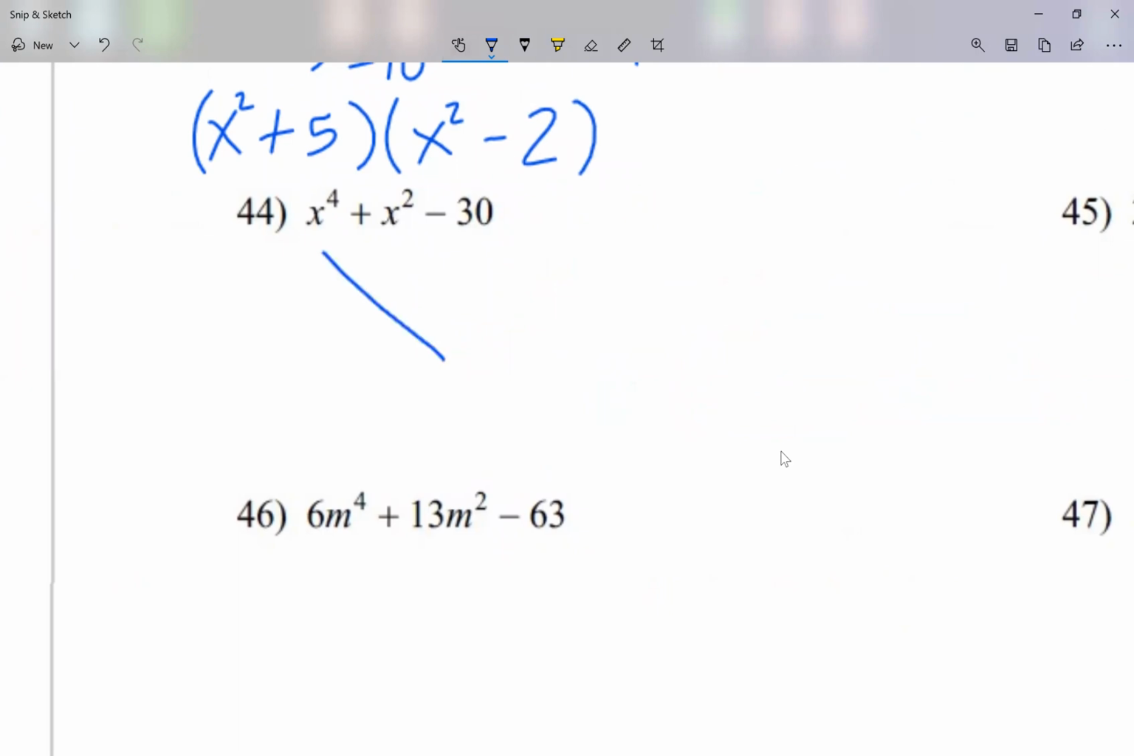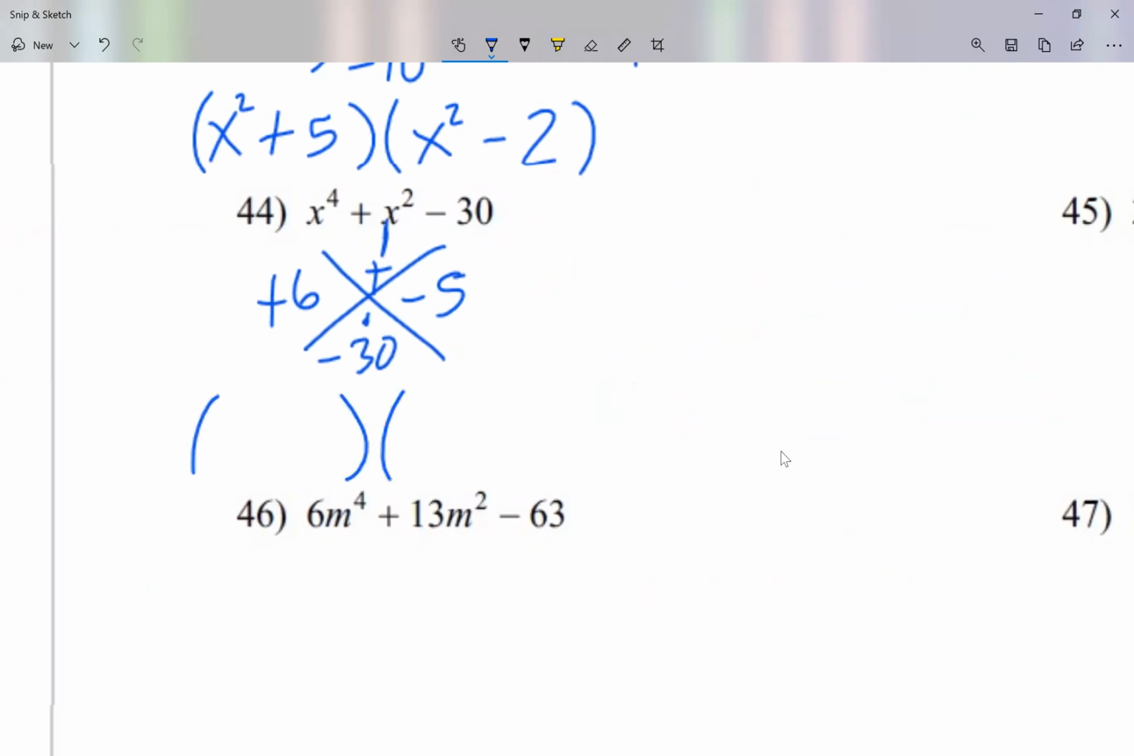Let me do my X here. I'm looking for two numbers that multiplied is equal to negative 30 when I add is equal to 1. And I'm going to say, well, positive 6, negative 5. So my parentheses, one of them is going to finish with a plus 6. The other one's going to finish with a minus 5.